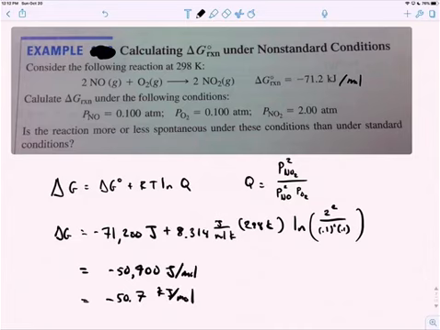Is the following more or less spontaneous? It's less spontaneous because the delta G is lower. So it's less spontaneous, but it's still done properly. And that's how you do that. So you apply the delta G. The delta G is delta G0 plus RT ln Q. And this equation is going to be important next chapter when we talk about electrochemistry as well.